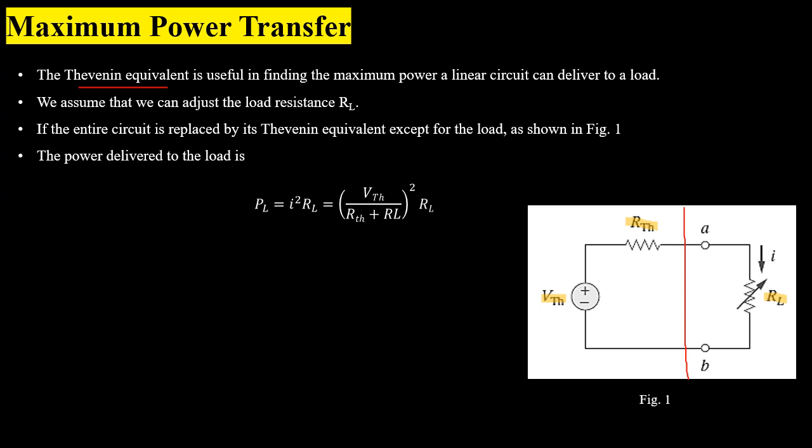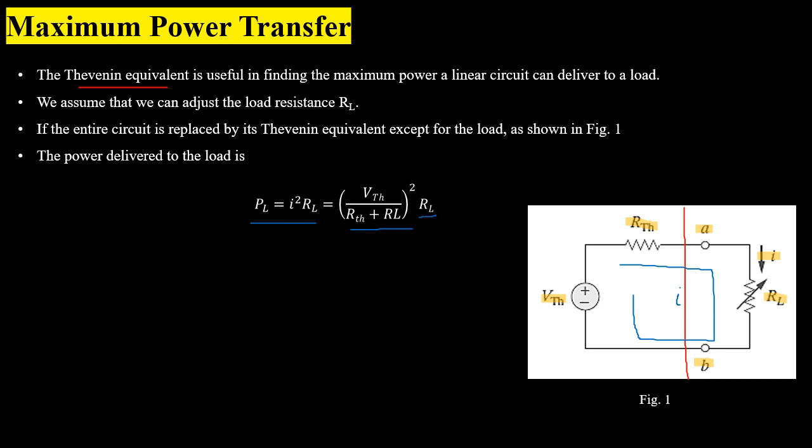The variable load is connected to the terminals A to B, and the current flowing through the circuit is represented by I. Now we know the current flowing through the circuit, so power delivered to the load will be equal to I squared multiplied by the load resistance. To find the current, we know that all the elements are in series, so voltage source divided by total resistance of the circuit, which will be equal to Thevenin voltage divided by Thevenin resistance plus load resistance, will give us the value of current.